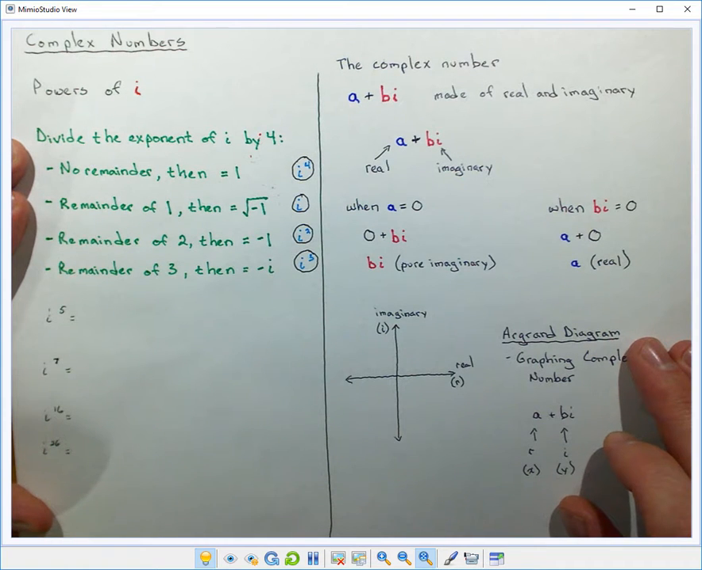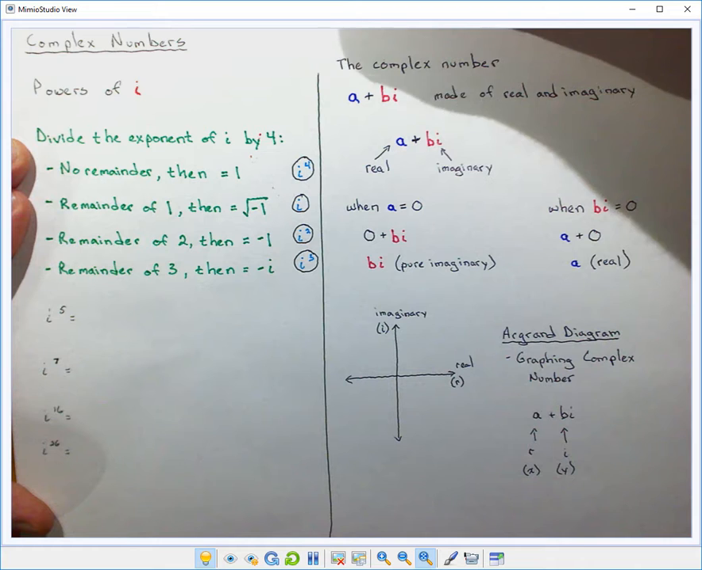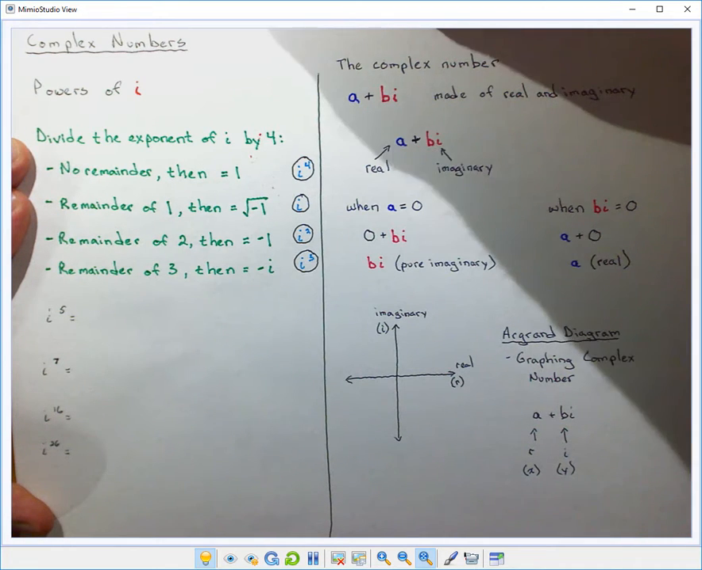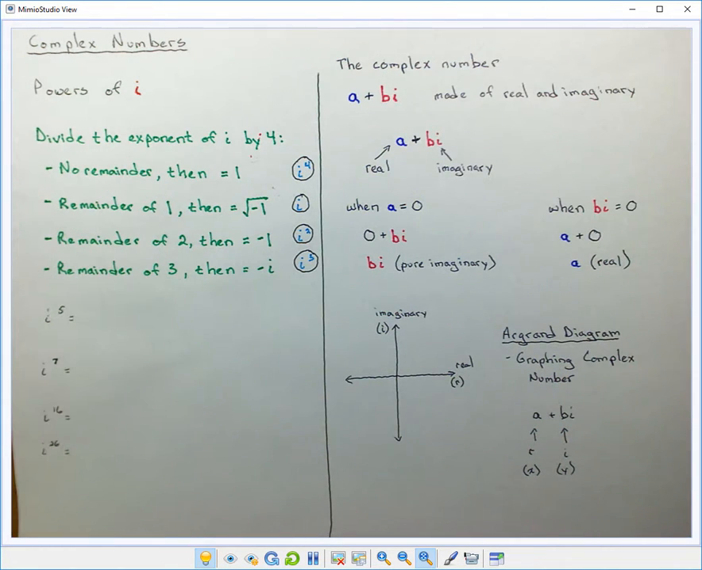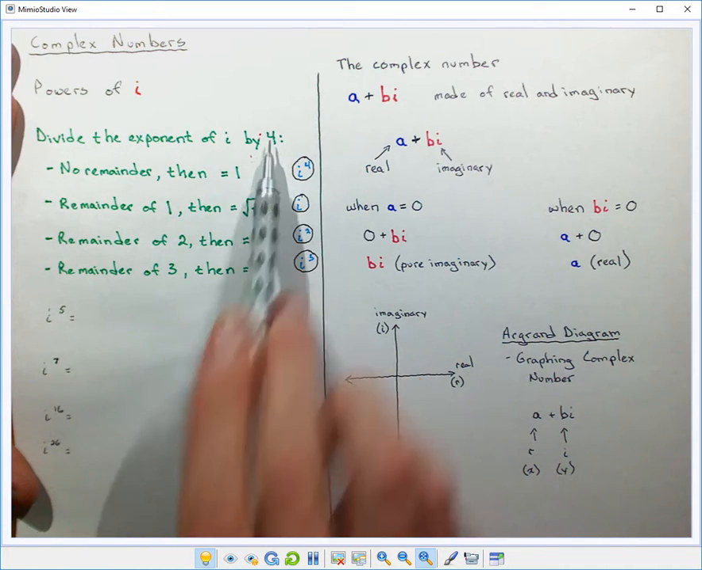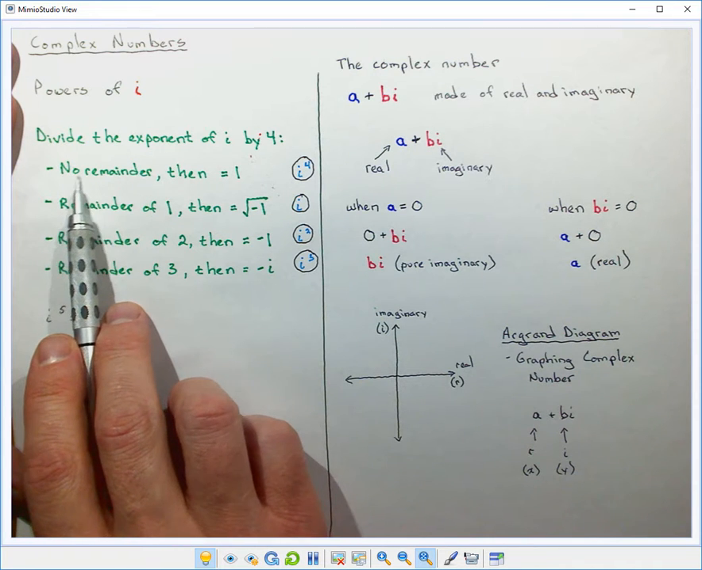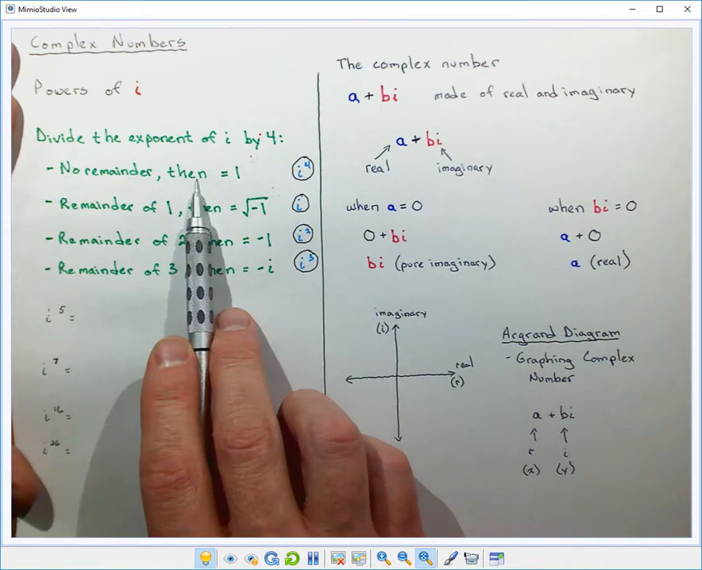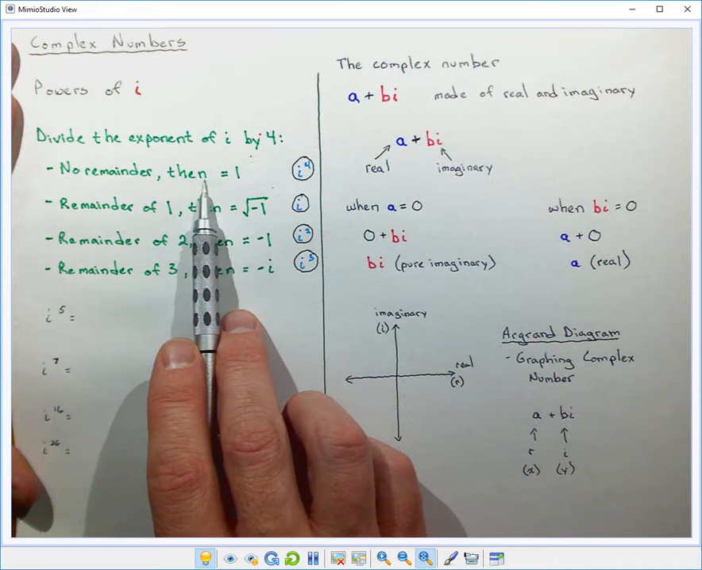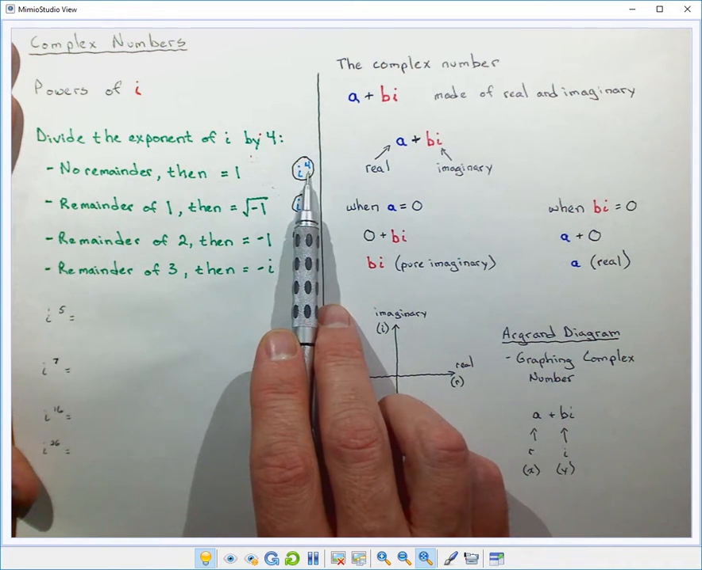So continue talking about the powers of i. What you'll do is divide the exponent of i by 4. Whatever the exponent is, if you divide it by 4 and you get no remainder, then the value of that problem is going to be equal to 1. It's considered to be just like i to the 4th.